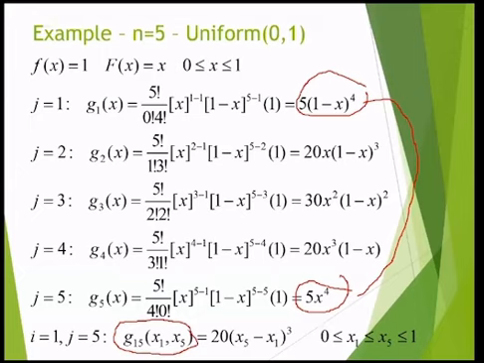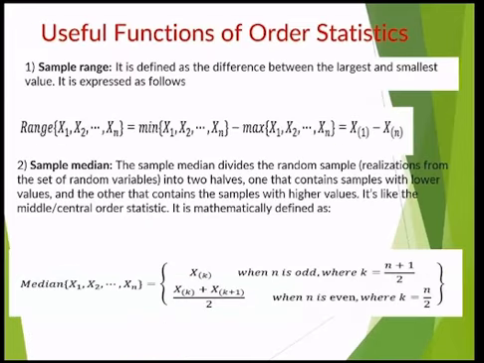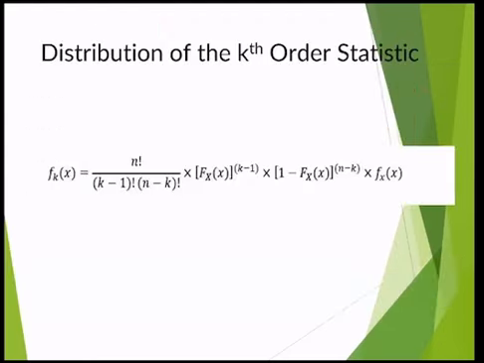Now, the useful function of order statistics, like I said, for range and for median. Range is going to be a random variable. Why is range a random variable? Because the minimum is a random variable and the maximum is a random variable. Then range can be obtained from maximum minus minimum, so range is also a random variable. Then the median is also going to be a random variable.